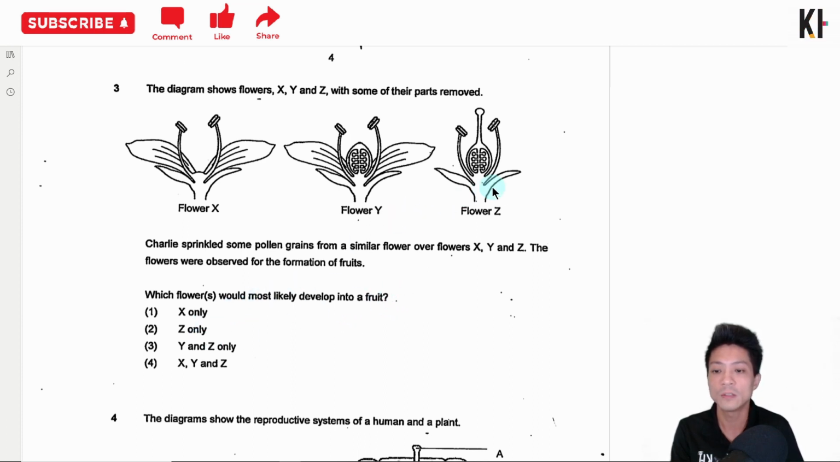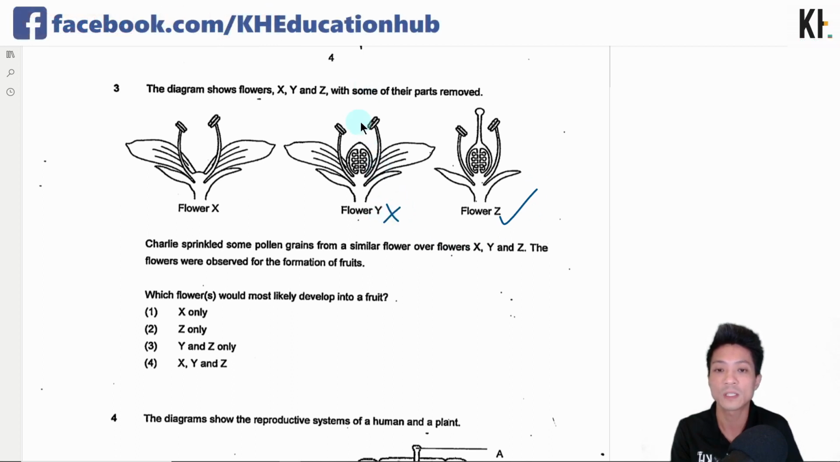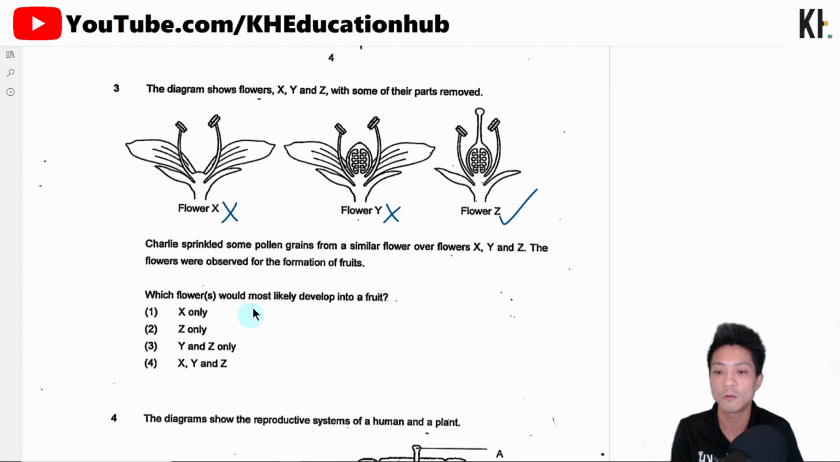In this case, only flower Z will. Flower X will not, because the stigma is not present, so pollination will not occur. Flower Y definitely would not, because the ovary is not present. So for this question, the answer is number 2.